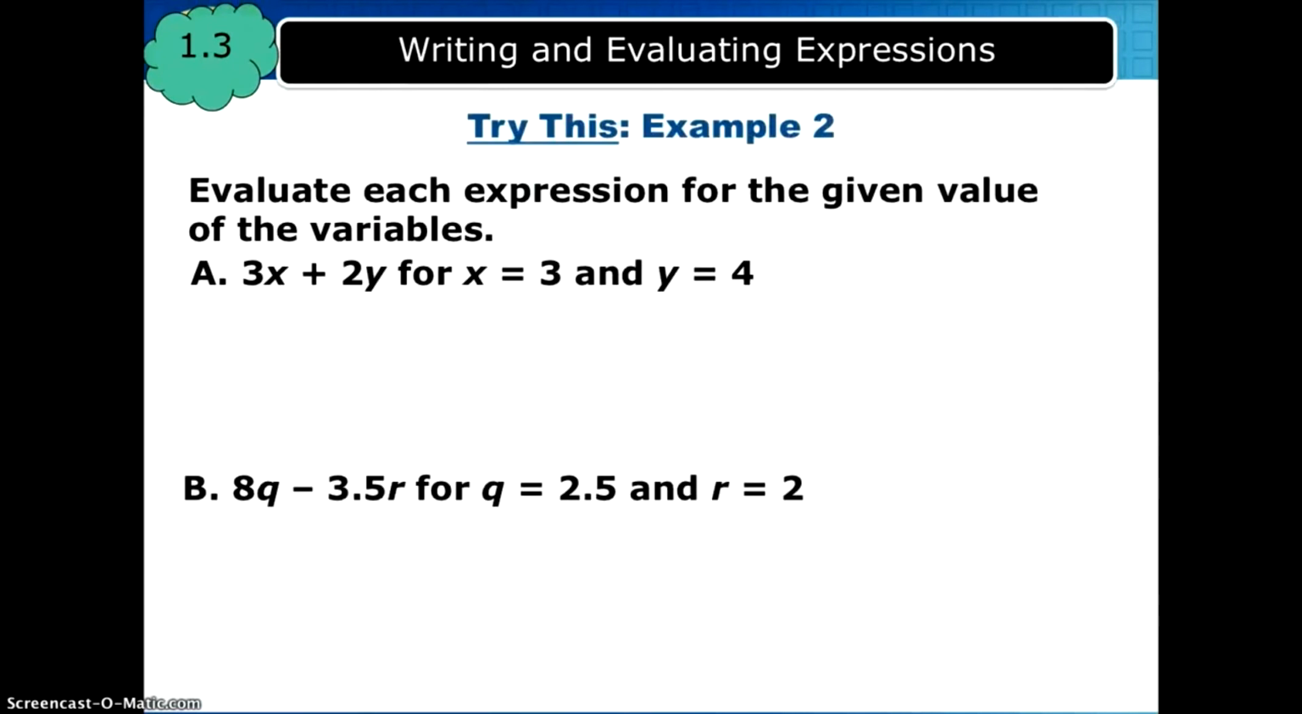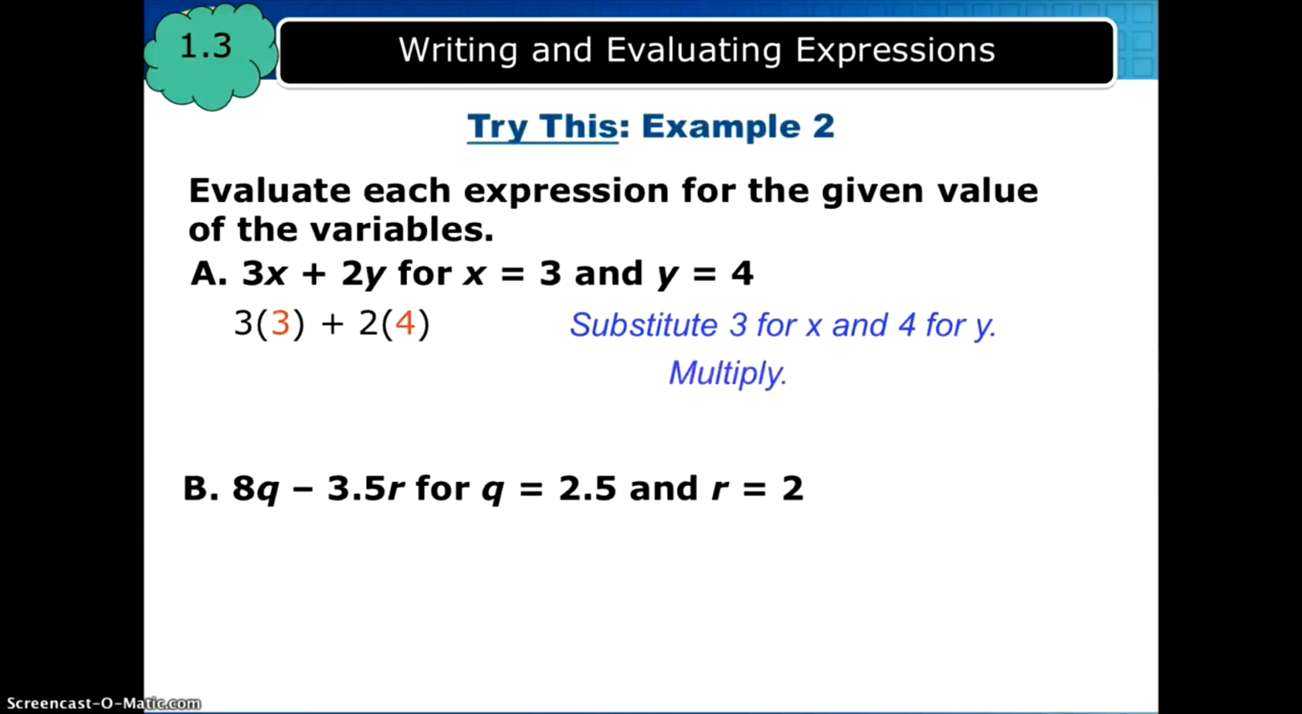Same process, x equals 3, y equals 4. I'm substituting both of those in for the variable that they equal. So x is going to equal 3 and y is going to equal 4. Order of operations, I need to multiply 3 times 3, and then I need to multiply 2 times 4 to get 9 plus 8. My addition would give me my final answer of 17.